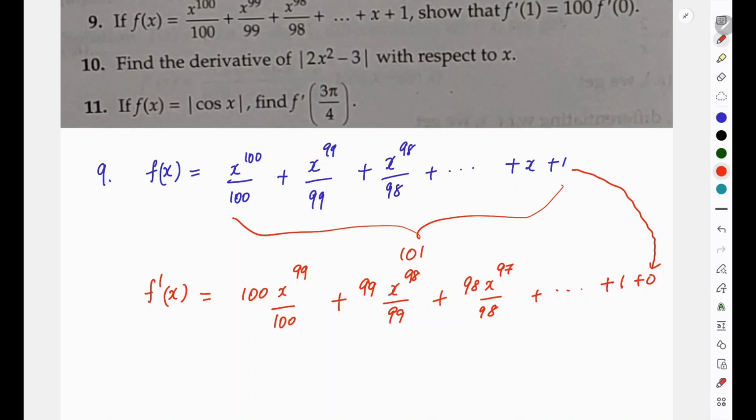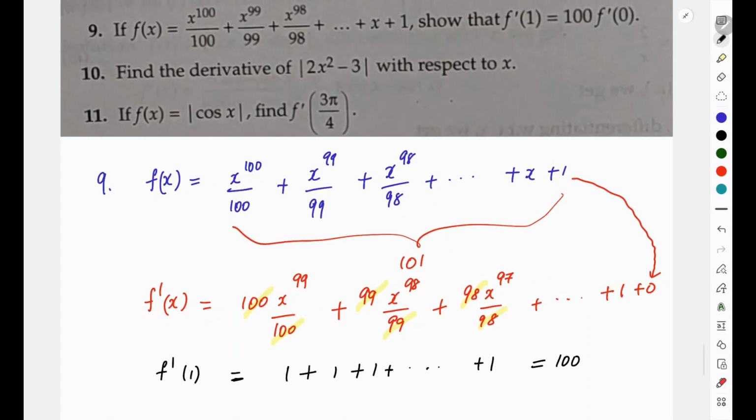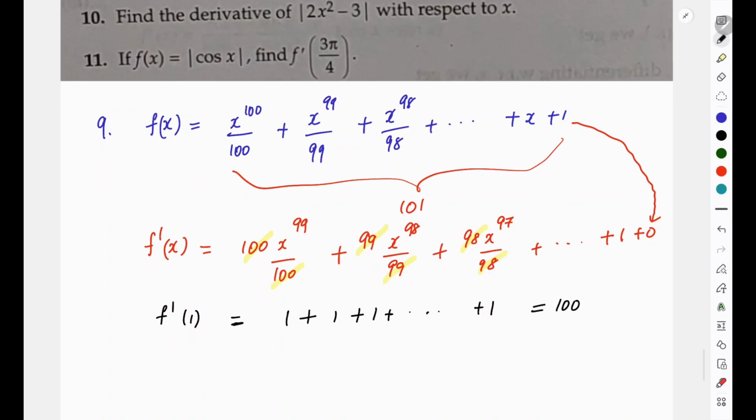Now, how many terms are there? Only 100 terms are there. The question is, what is f dash of 1? So, all these coefficients would get cancelled and it would be like 1. So, if I substitute 1 here, 1 plus 1 plus 1 plus so on plus 1. So, it's nothing but 100. So that's nothing but f dash of 1 is 100.